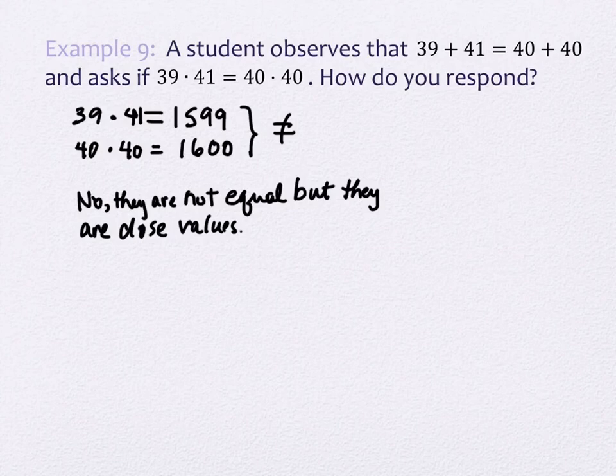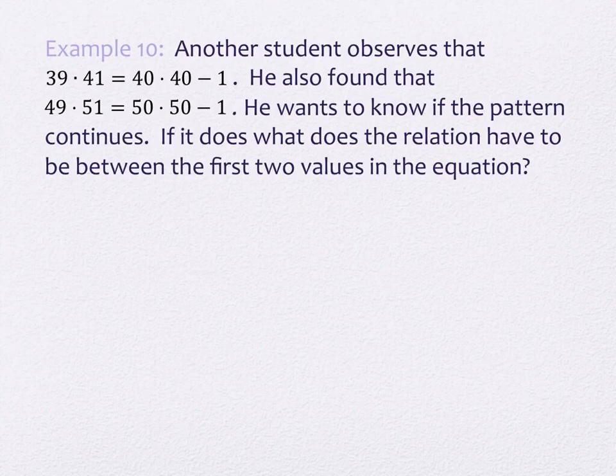So now we have another student who's going to take it one step further. Another student observes that 39 times 41 is equal to 40 times 40 minus 1. They're only 1 apart. He also finds out that 49 times 51 is 50 times 50 minus 1. Again, they're only 1 apart. And he wants to know if that pattern continues. Will it always work? That's what he's asking. And if it does, what relationship has to happen between the first and the second values in the equation to make it work? So what does this relationship currently look like that he's trying to establish?